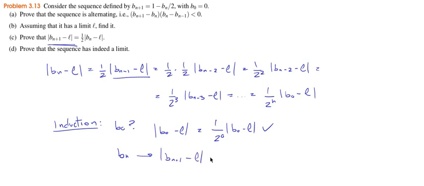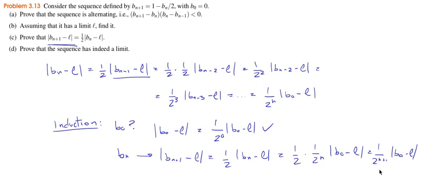Well, b sub n plus 1 minus L is just 1/2 of b sub n minus L. We just proved this in the previous part. And we assume this is true for b sub n minus L. So this is 1 over 2 times 1 over 2 to the n times b sub 0 minus L. And this is just 1 over 2 to the n plus 1 times b sub 0 minus L, which is the expression that we wanted to reach. Okay, so we have proven the result by induction.